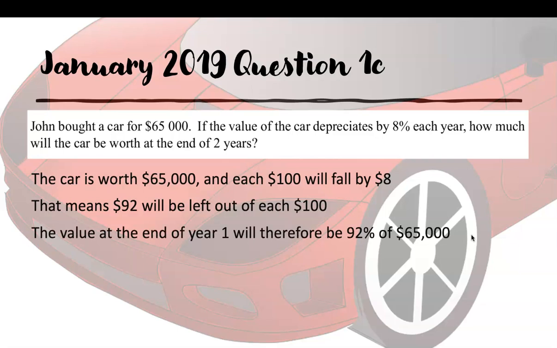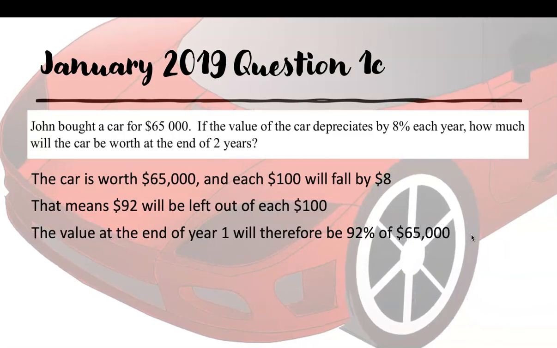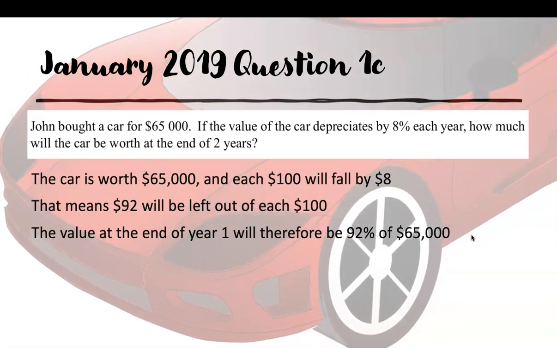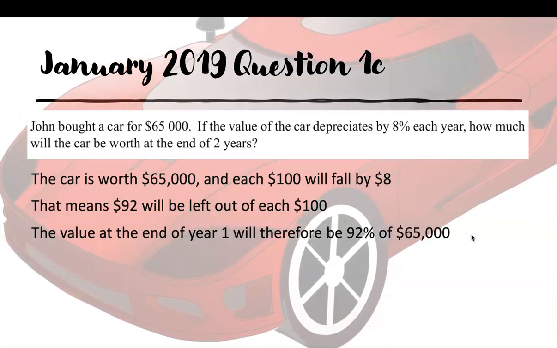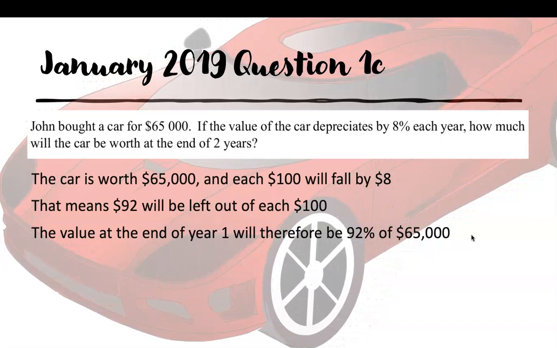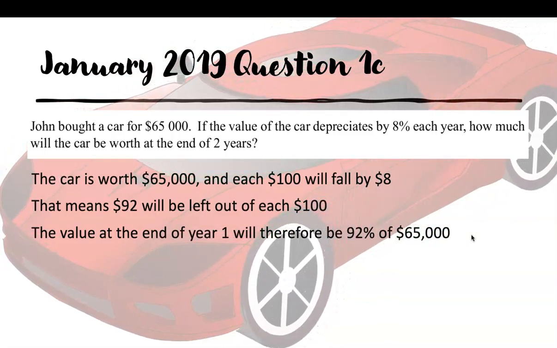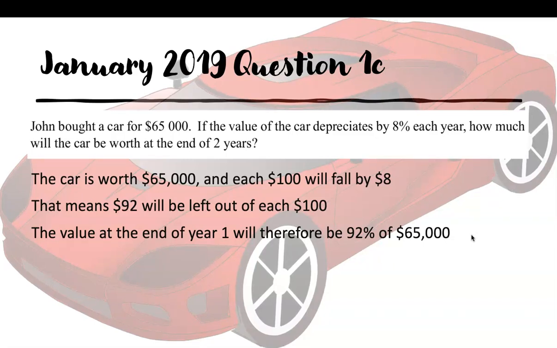Cool. So if we have $92 out of each $100 left, we're saying what we have left at the end of year 1 will be 92% of $65,000. Right? Lose $8, we're left with $92 out of each 100. So technically we are saying if you have 100% of something and you lose 8%, then what you have left is 92%. So we're going to find 92% of $65,000 to see how much we have left after the end of the first year.